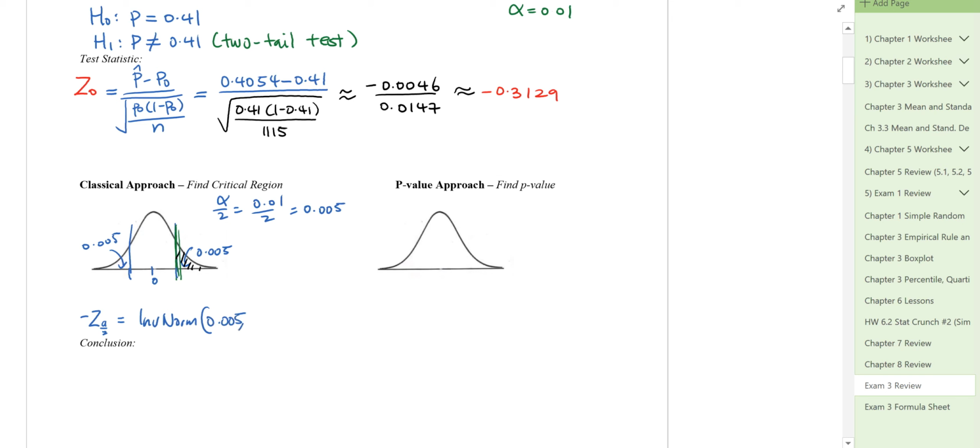0.005, that's the area on the left of negative Z of alpha over 2. And then mean and standard deviation. Plug that into the calculator, and we'll get negative 2.576, meaning that this value here is negative 2.576. Again, we know the normal distribution is symmetric, so therefore the one on the right must be 2.576, and these values separate the critical region, right?